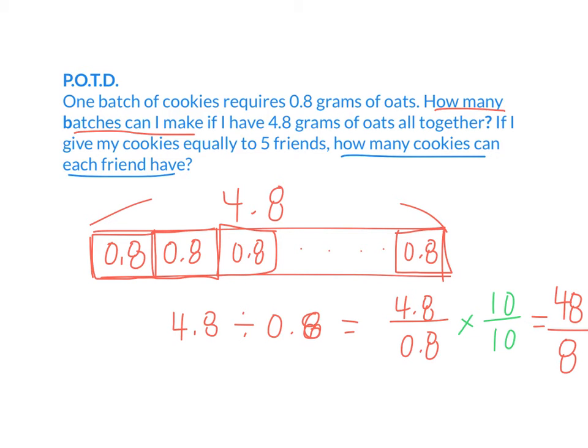Do you agree? Yeah. And what is 48 over 8? That's the same thing as 48 divided by 8, which is? 6 batches. Okay. Now, that's my answer to part 1. I can make 6 batches of cookies.